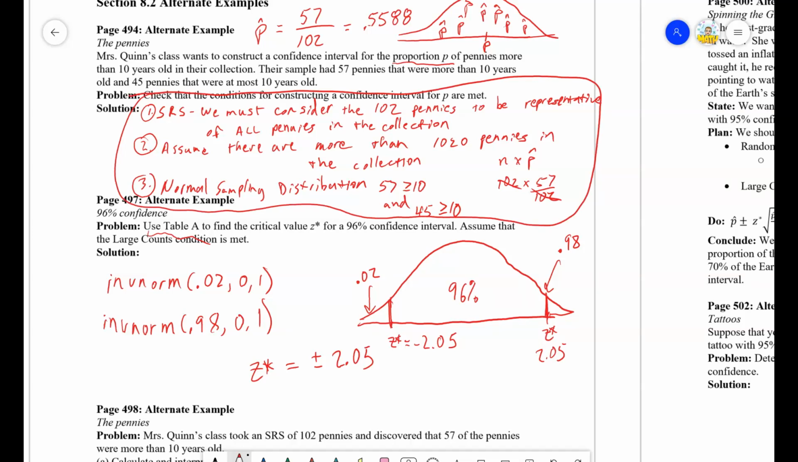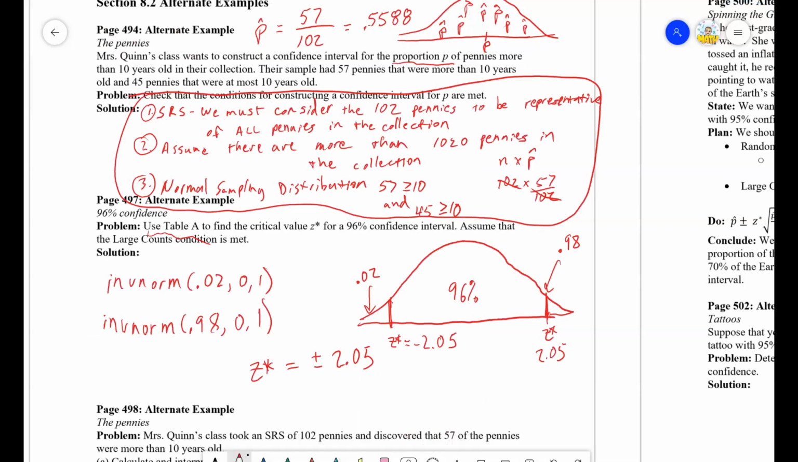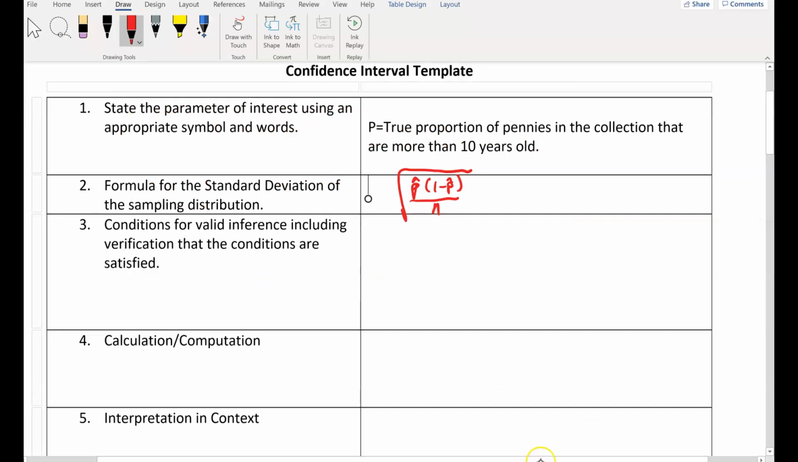Really, I'm just going to reiterate all of this in that place. Check the conditions. What I would write in my template would be those conditions from our first example, so we can reference that. I won't write them all out, but we have SRS, large normality, large counts. But you have to verify them, right?